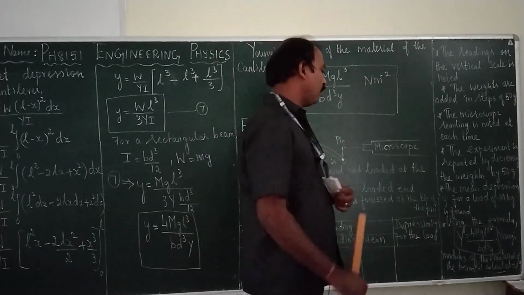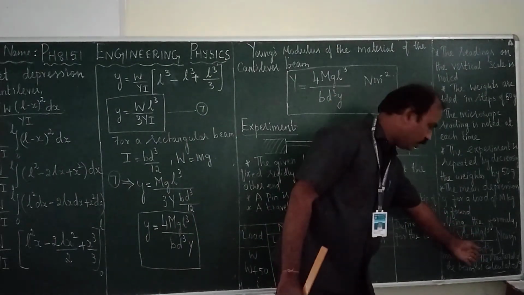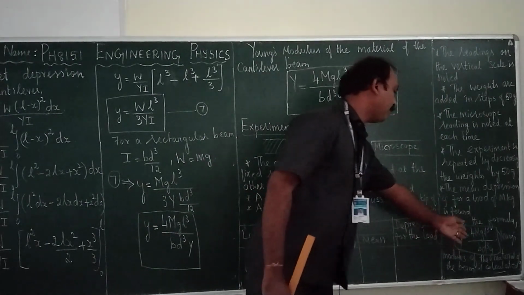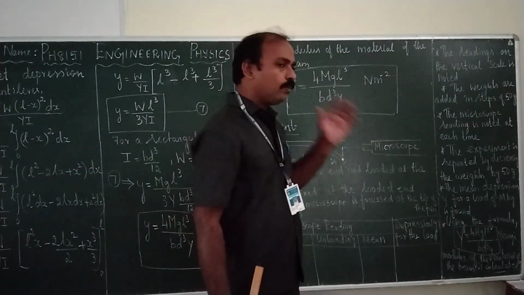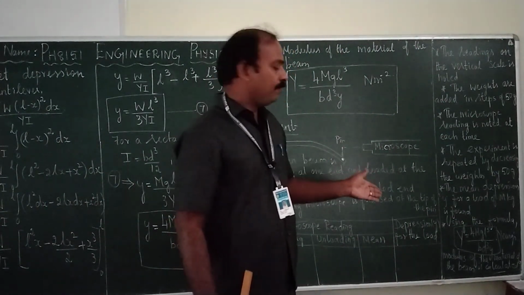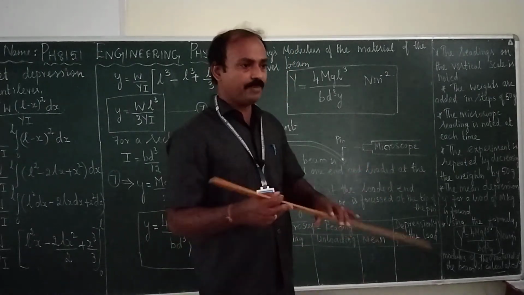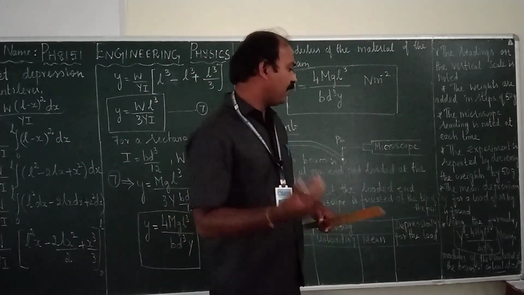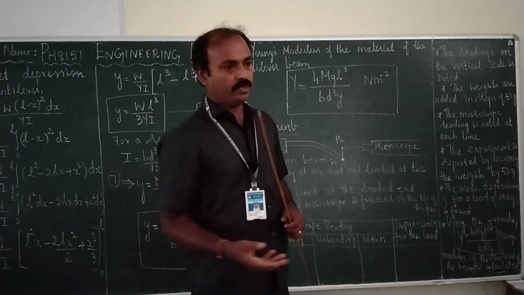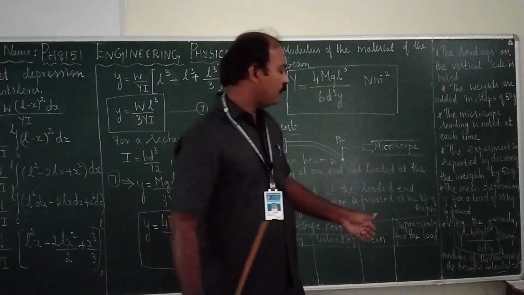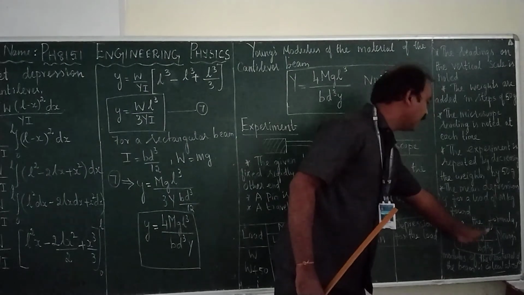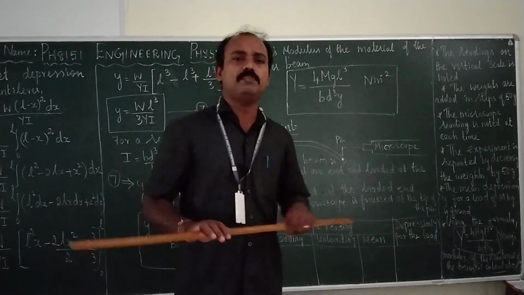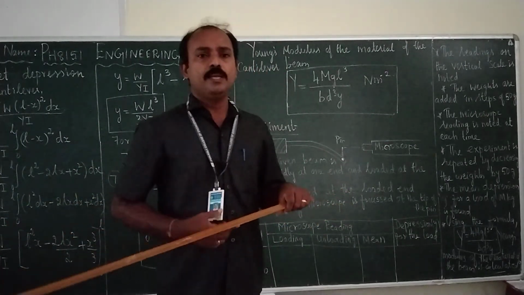That value of small y is substituted into the main Young's modulus equation: capital Y is equal to 4 mg L power 3 divided by b d cube y. You can then calculate Young's modulus of the material of the beam. Here b is the breadth of the beam and d is the thickness of the beam. These can be found with the help of a vernier and a screw gauge, so every value is found in the initial stage. After substituting, you are able to find the Young's modulus of the material of the cantilever beam.